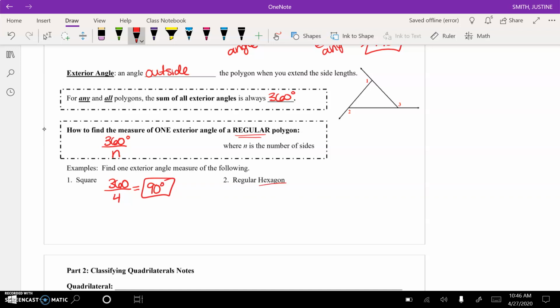Same thing here with a regular hexagon. I know it has 6 sides, so the sum is still always 360. I'm going to divide it by the 6 sides to get each exterior angle of 60 degrees.